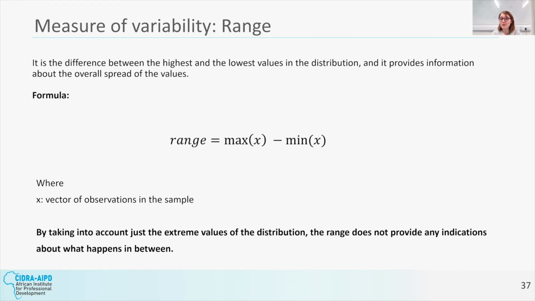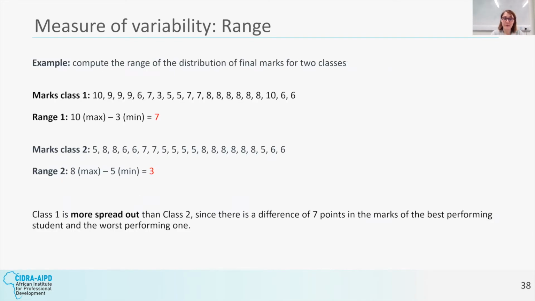So if we want to compute, for example, the variability of two groups using the range to compare them, we need to make sure that they have almost an equal sample size. So let's see an example. We have two groups of students, of 20 students each, and we want to compute the range of the marks they've obtained in math. So in class 1, we are going to subtract from the highest mark, which is 10, the lowest one, which is 3.